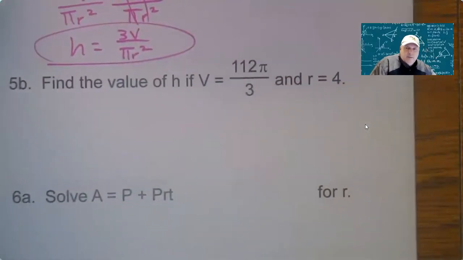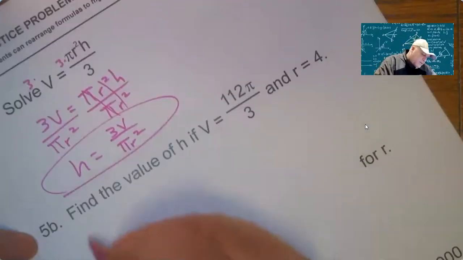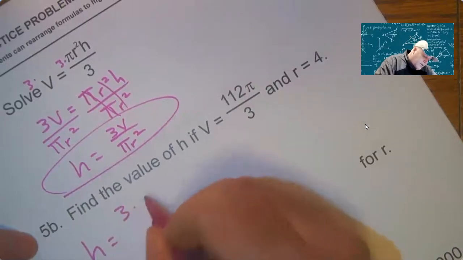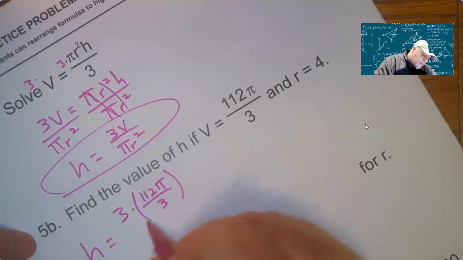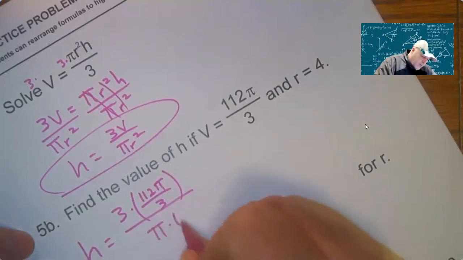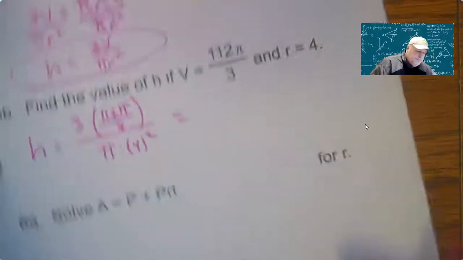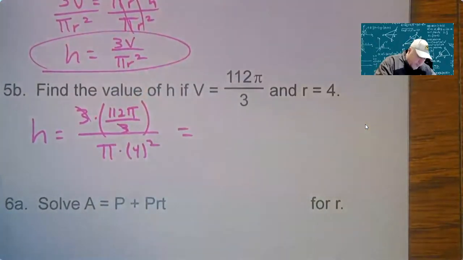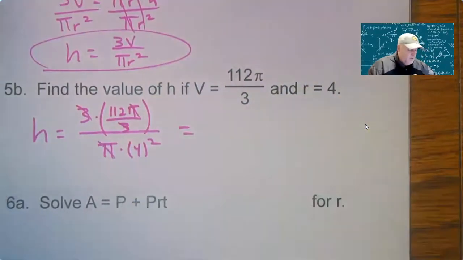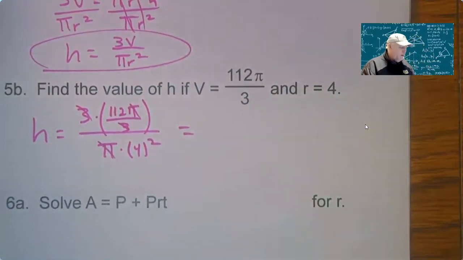Then find the value of h if we have this. So 3 times 112 pi over 3 over pi times 4 squared. So the pi's would drop out. So you're doing 112 over 4 squared, 112 over 16, and that is 7.